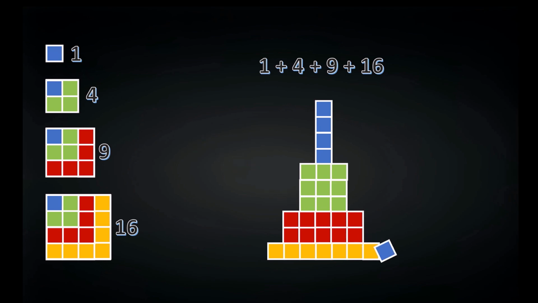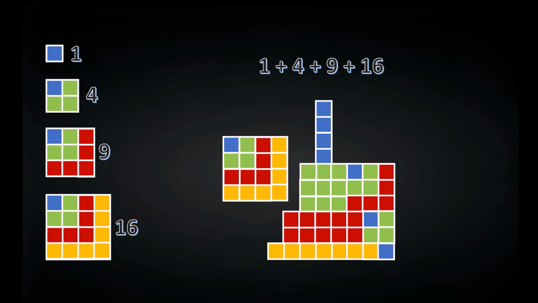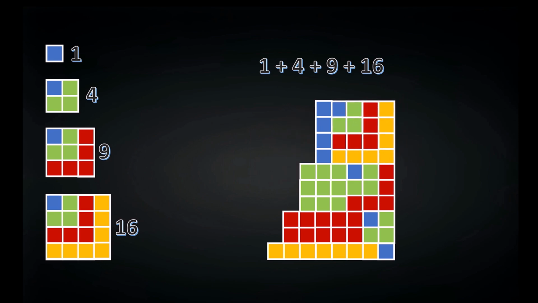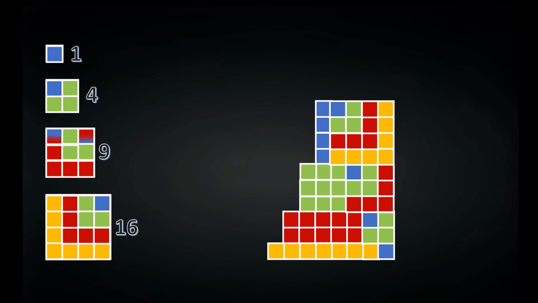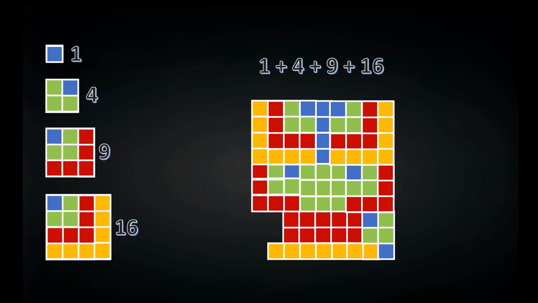Adding another pattern of the same square numbers, making it 2 times the previous one. Again, adding another pattern of the same square numbers, transforming it into 3 times the previous sum.